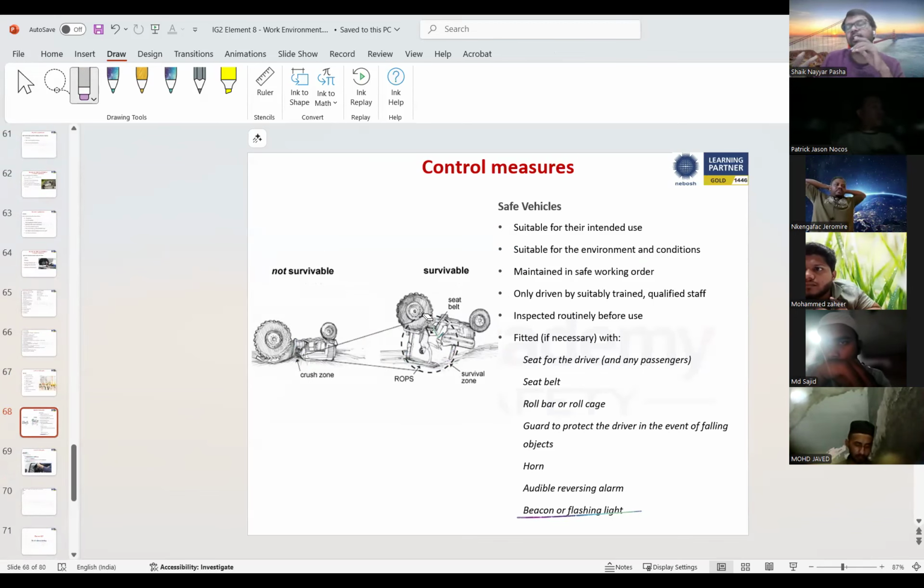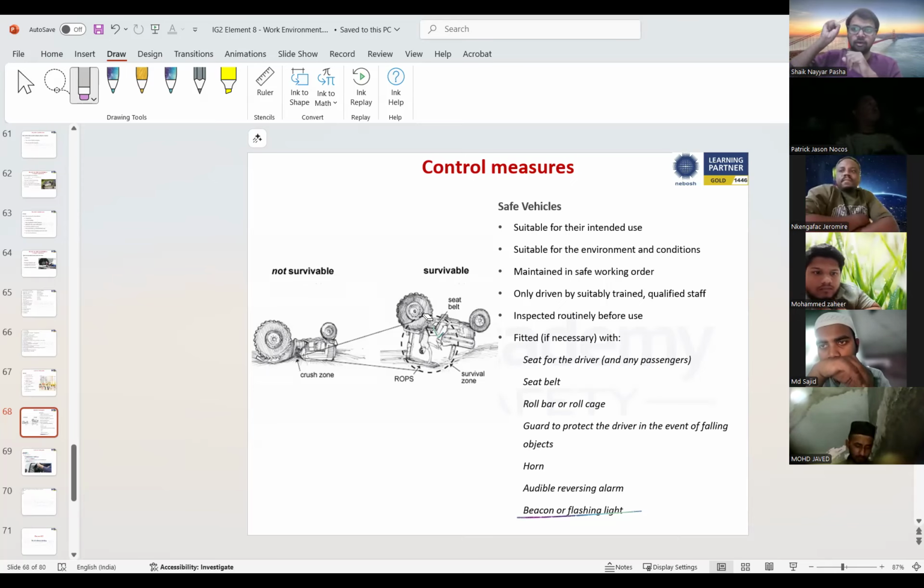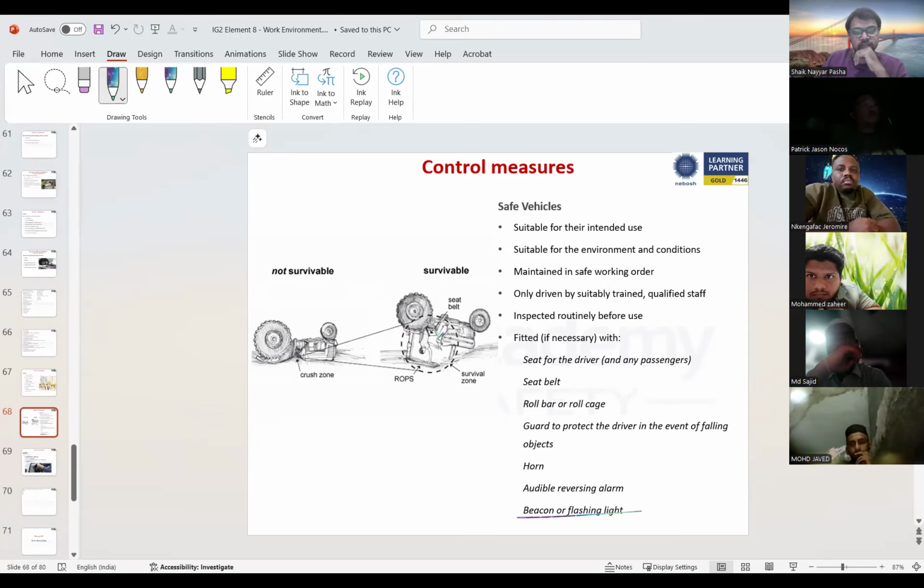The vehicle should be regularly inspected and maintained, and fitted with a seat belt, headrest, airbags, and an ergonomic seat. It should have an audible reversing alarm and a flashing beacon light to alert people about the approaching vehicle. That is one thing. Or you can also install this, which is called ROPS, roll over protective structures.